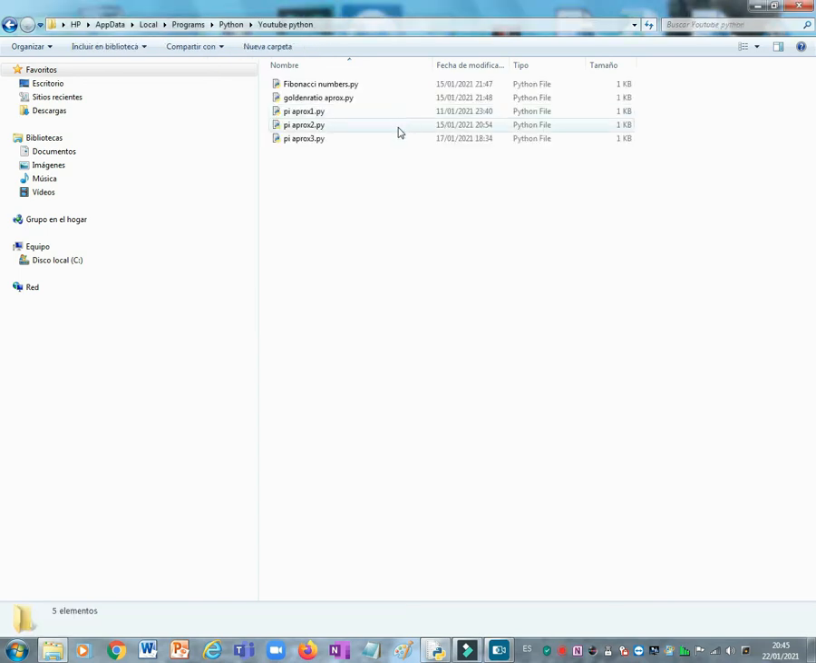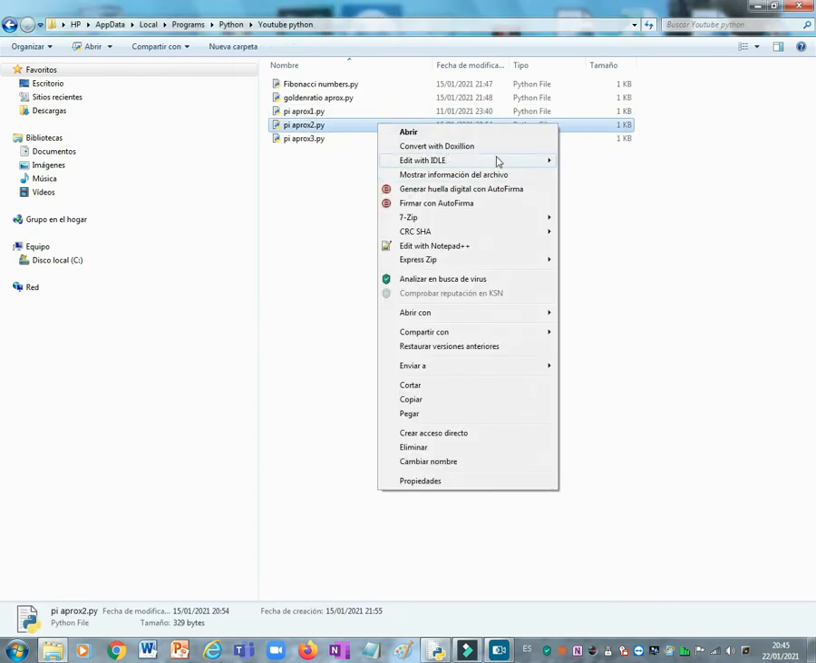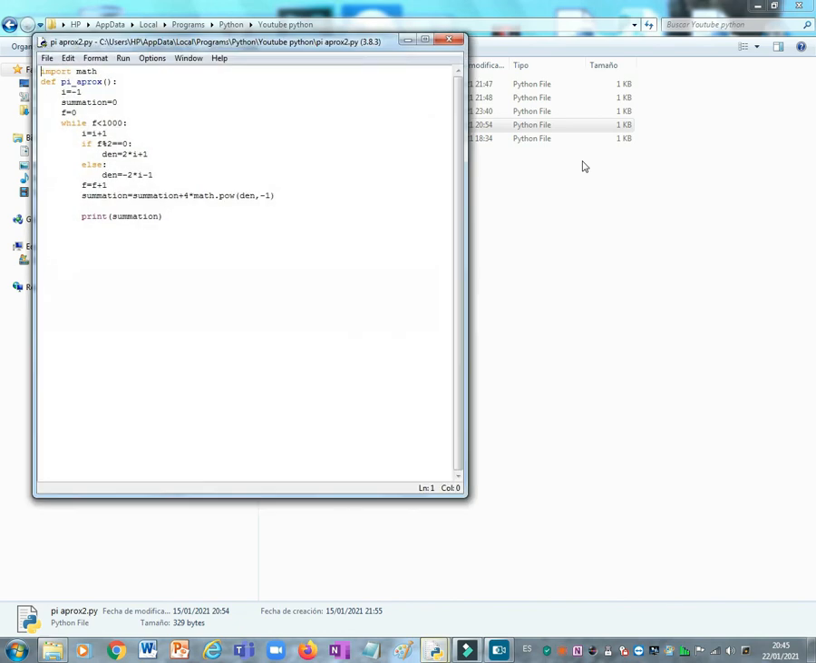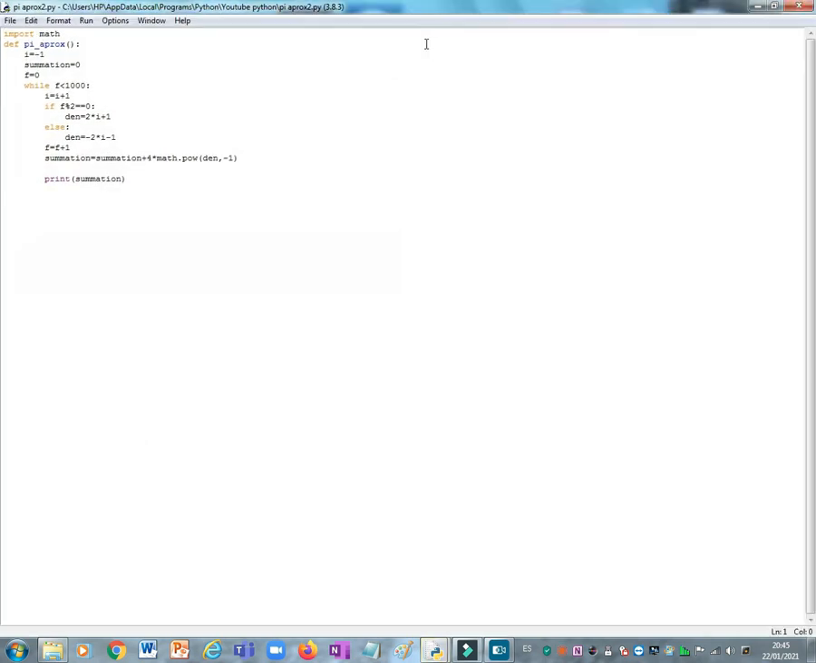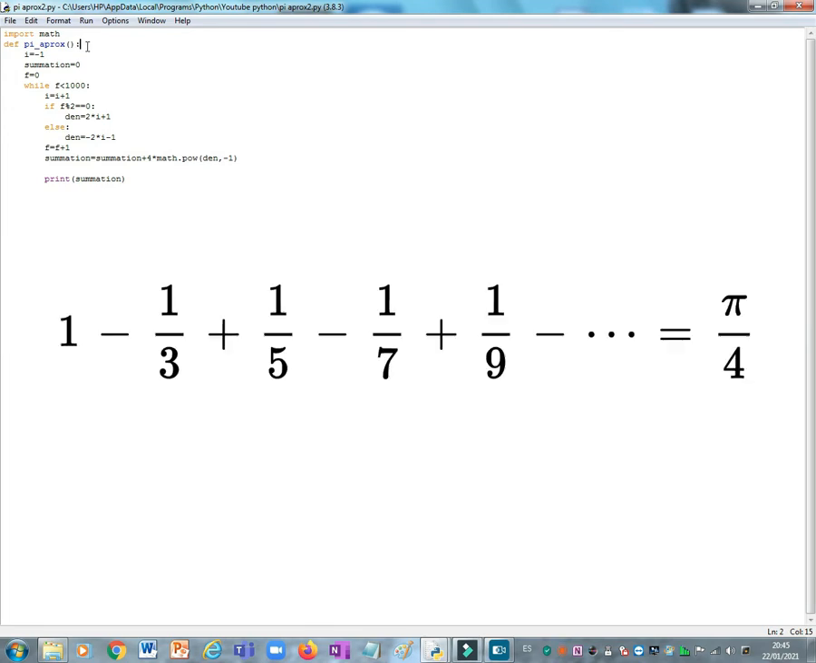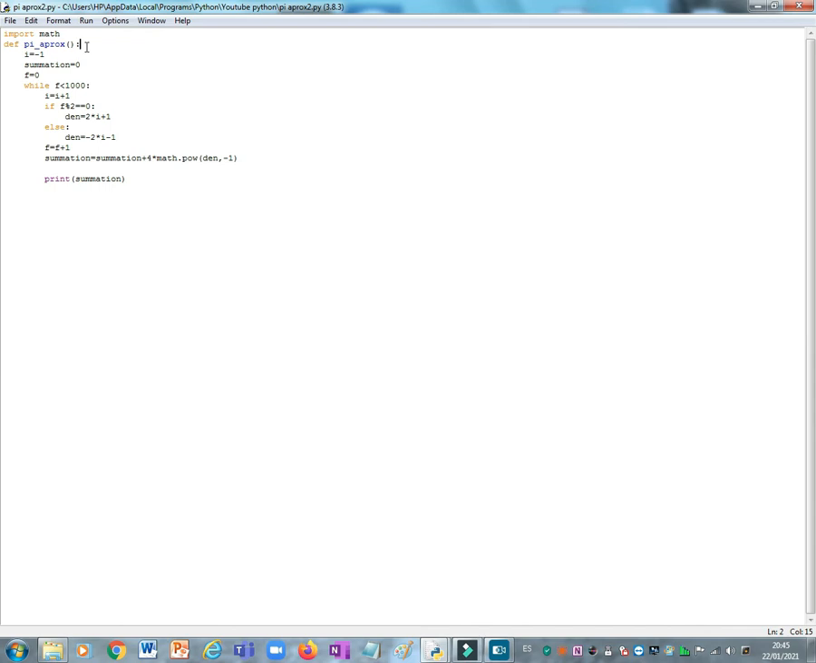Guys, let's go to YouTube Python. Let's look at our second approximation of pi. This method is based on the Leibniz formula for pi, and I'm going to show this formula right now. As you see, it's not a formula for pi, it's a formula for pi over 4. But based on this formula, we can figure out the value of pi. So this is a cool approximation of pi.